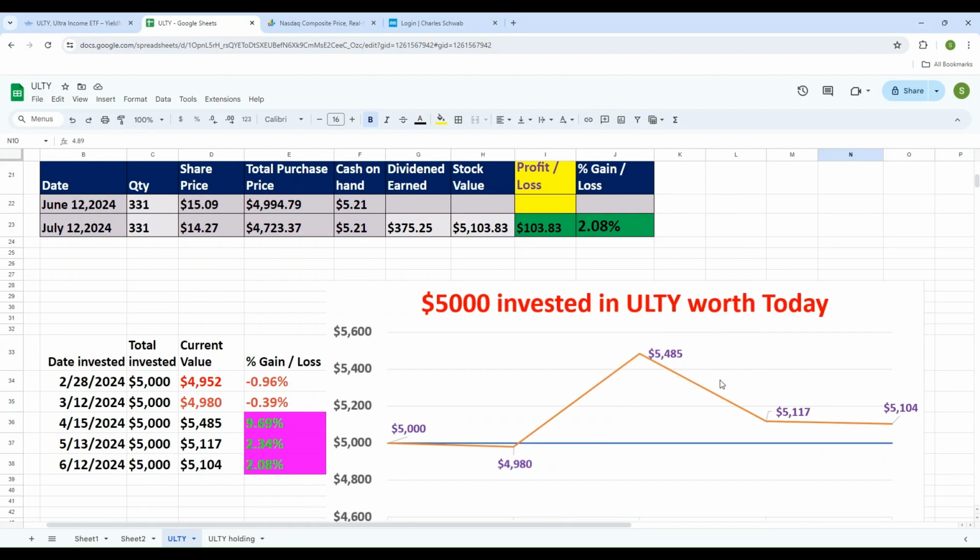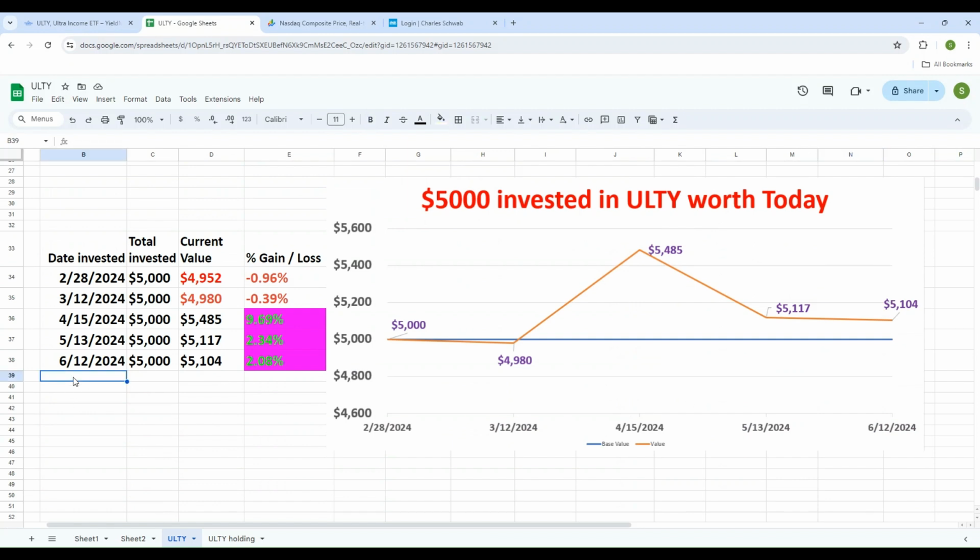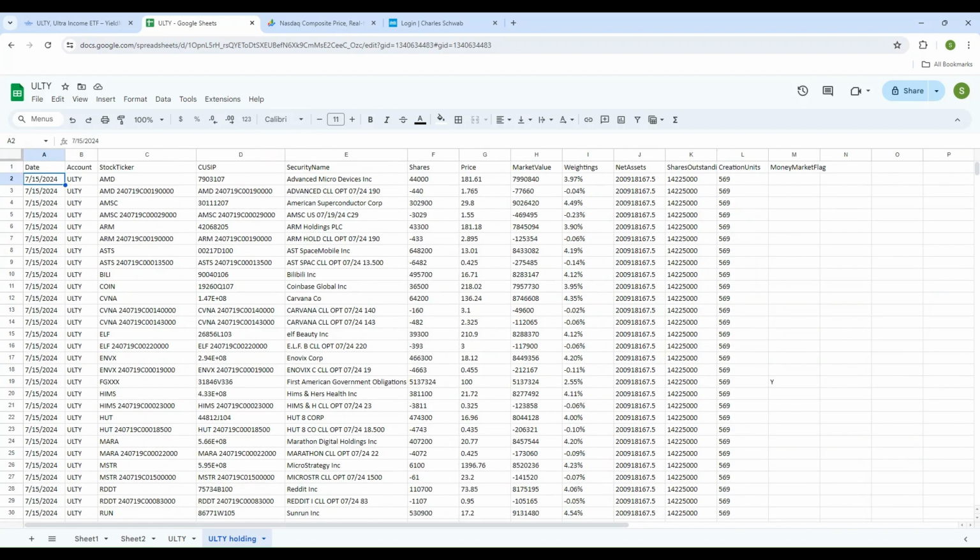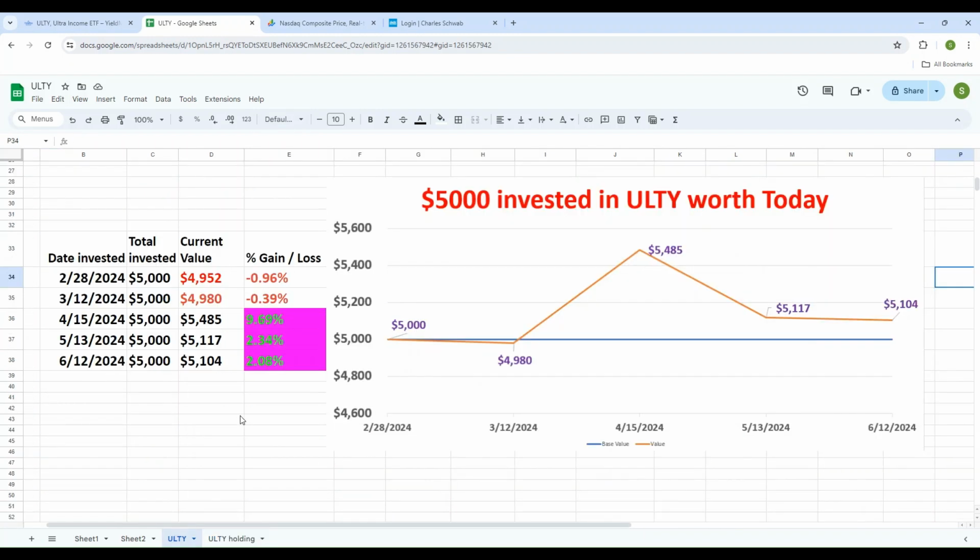ULTY, at least this month. I will watch it for the next few months and see how it performs, how the trend goes, what are some of the stocks that are getting bought and how they're performing. And then I could change my decision. But as of now, this is not worth buying. Look at it. If you bought in February, you lost money. You bought in March, you lost money. If you bought in May, you make a very little profit, a few hundred. You bought in June, you make just 2%.